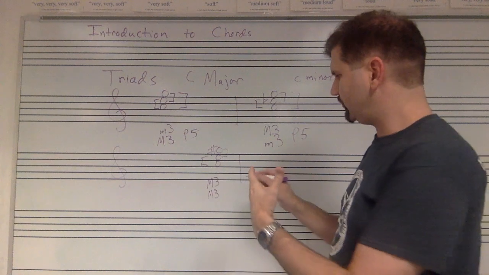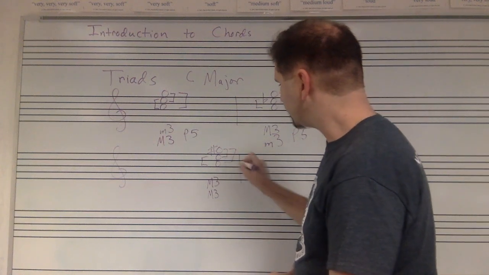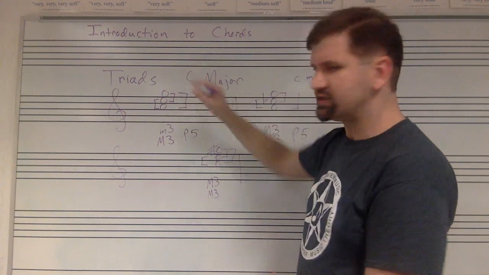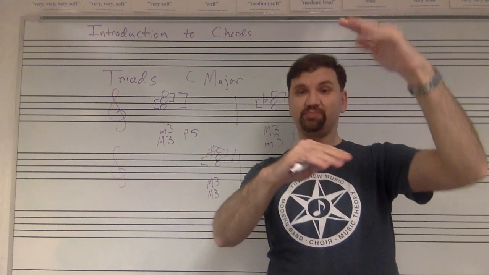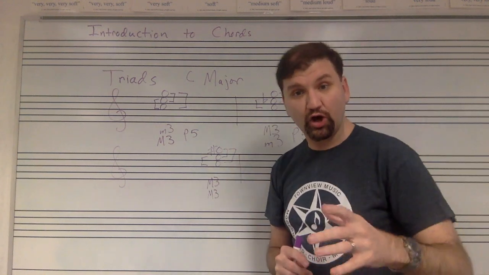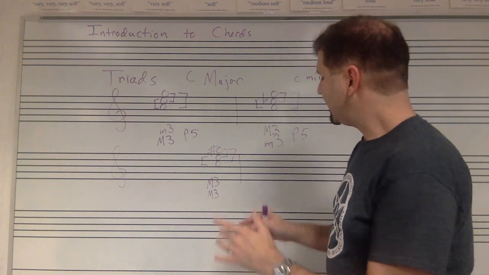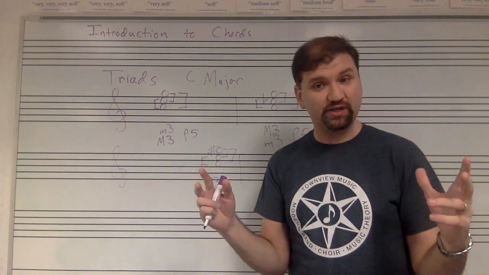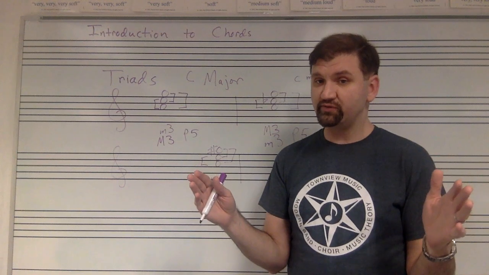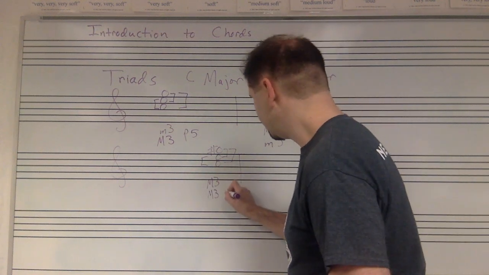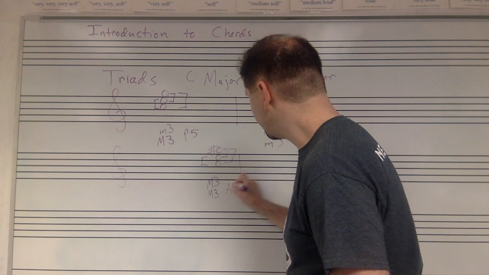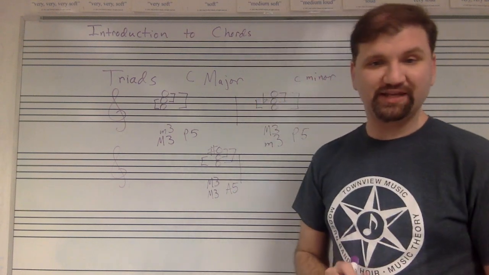So that means our outside interval is also different because we increased the top note. So C to G was a perfect fifth. C to G sharp is a half step larger than a perfect fifth. And what happens when we increase the size of a perfect interval? It becomes an augmented interval. So the outside interval here is an A5, augmented fifth.